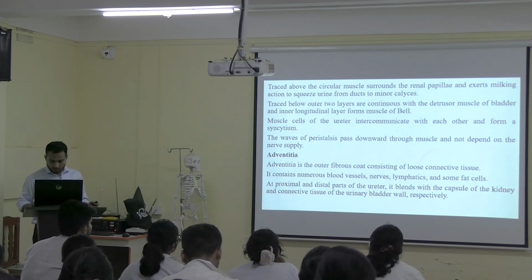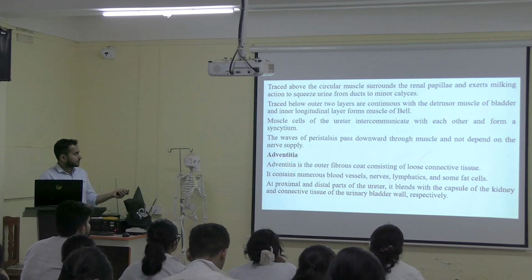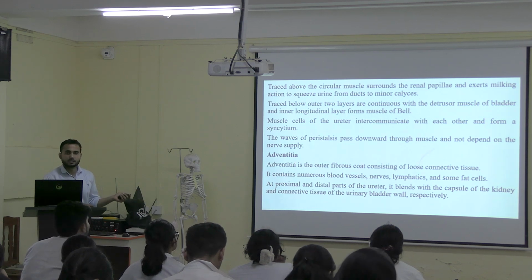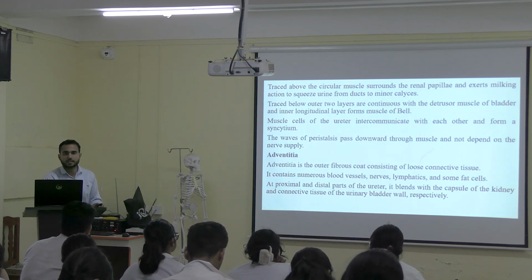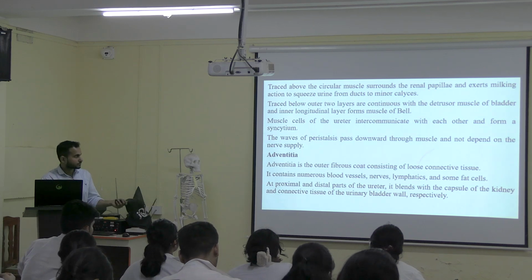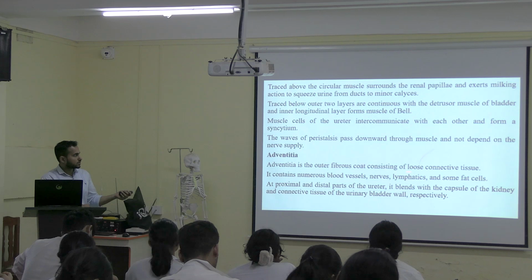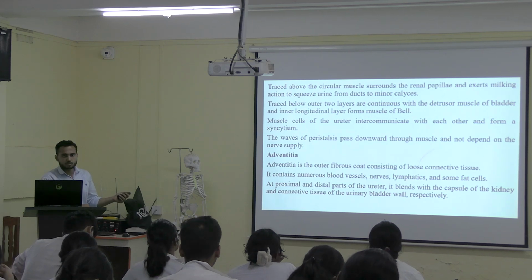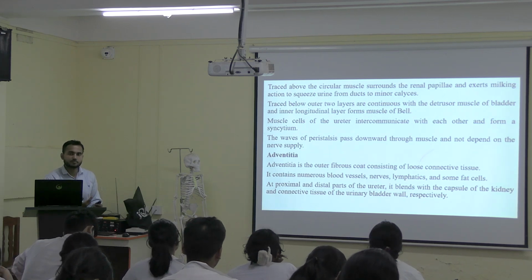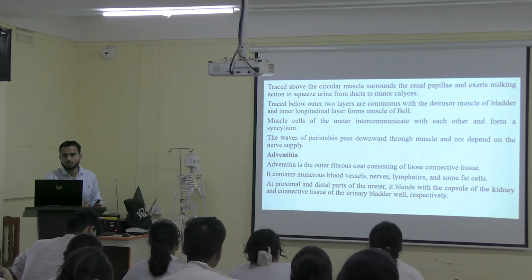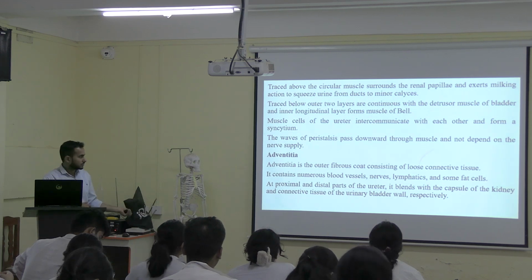Next, in the ureter, adventitia is present. As I said, in the case of the ureter, serosa is not there. Instead of serosa, we get adventitia. Adventitia is the outer fibrous coat consisting of loose connective tissue. In that loose connective tissue, nerves, blood vessels, lymphatics, all those things are present.